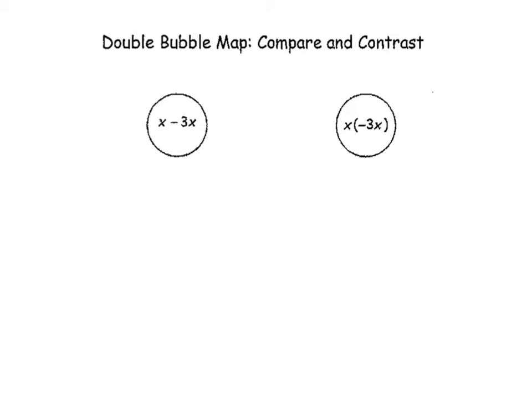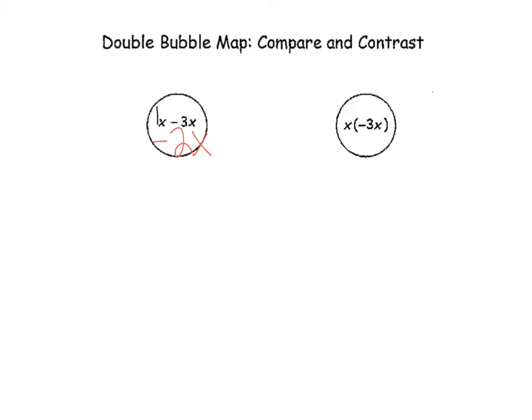So I've got my first one. X take away 3x. And please know that the x here has like a 1 in front of it, okay? So what is the answer? 1x minus 3x. How many? Negative 2x. So write that in the space or next to it.